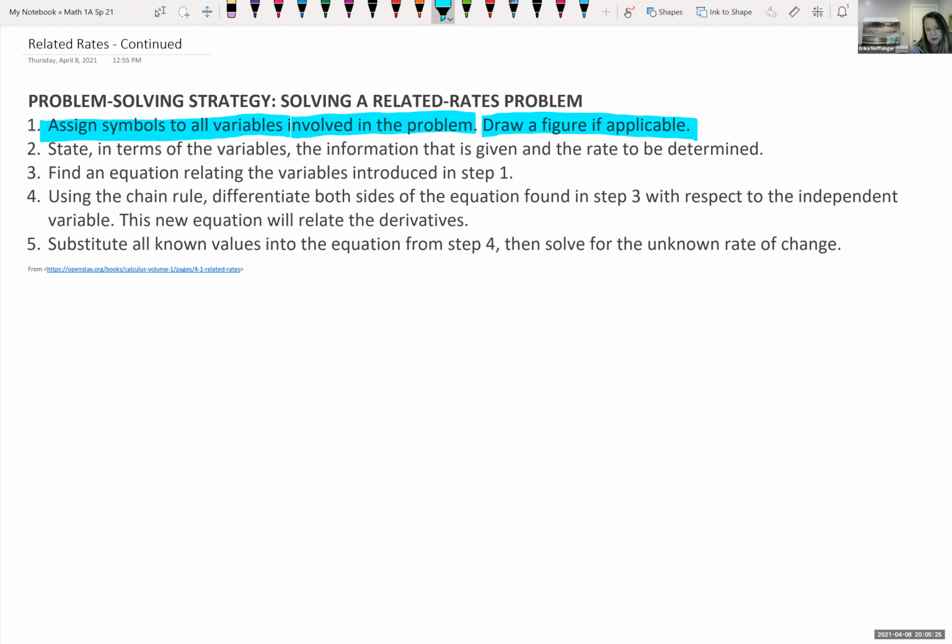And we're going to draw a picture. That's usually really helpful if we aren't given a picture to help us. We're going to state in terms of the variable the information that is given and the rate to be determined. So we're going to look at all of this information. We're going to figure out what our rates of change are. So what are derivatives in the information given? What are the values when we're not given the derivative?